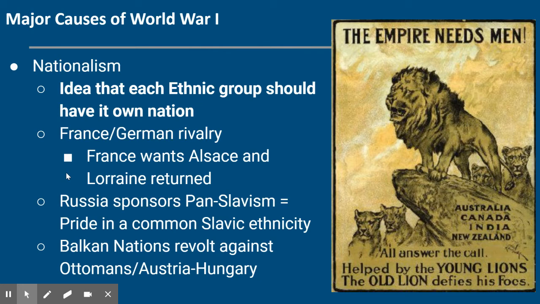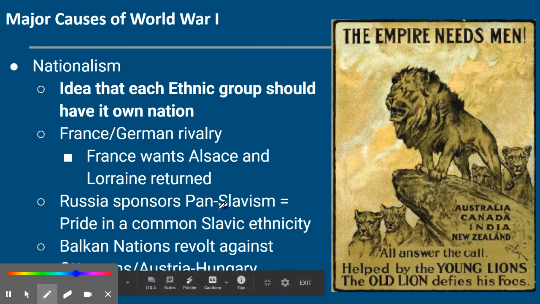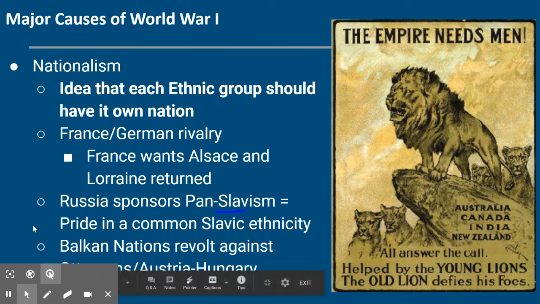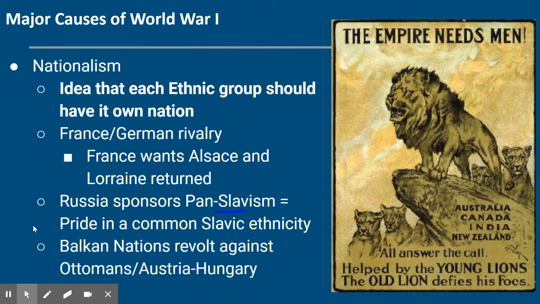So it's kind of that pride piece. Russia began to sponsor the idea of pan-Slavism. So the Russian people are Slavic, that's their ethnic group, and most of the people living in Eastern Germany are also Slavic. And the Russians kind of saw themselves as the big brother and protector of the Slavs.